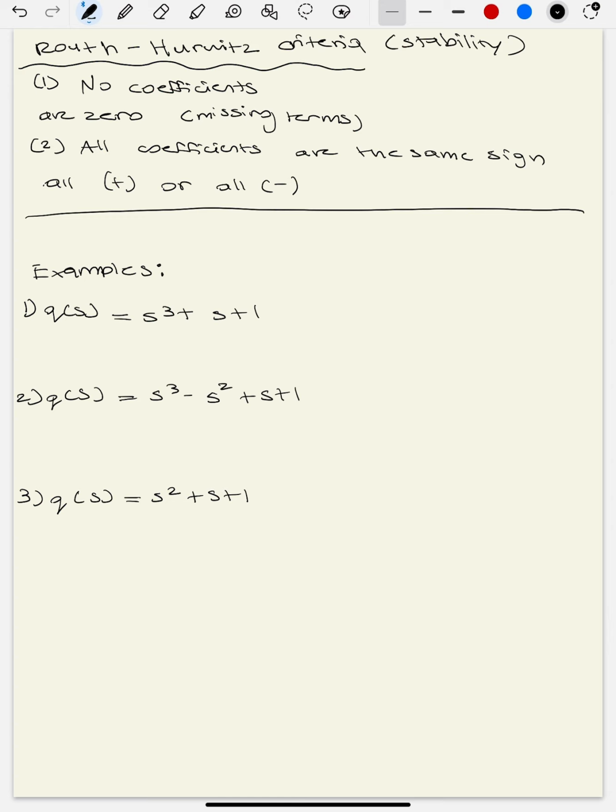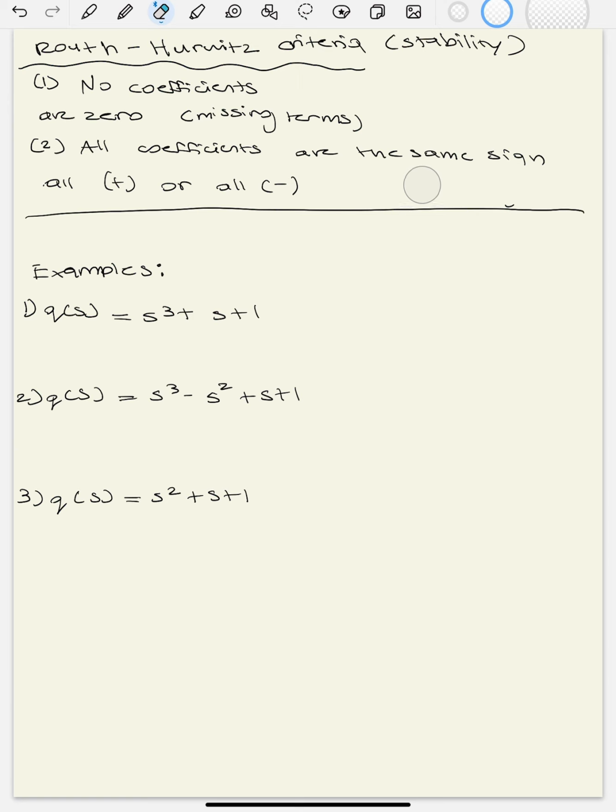So going over the first rule, we must make sure that none of the coefficients are 0, which means that none of the terms in our Q of S are going to be missing. Number 2, all coefficients are going to be the same sign. So they all have to be positive or all negative. If we have, let's say, positive, negative, positive, whichever combination, then we automatically know that the system is unstable because we have a sign change, right?